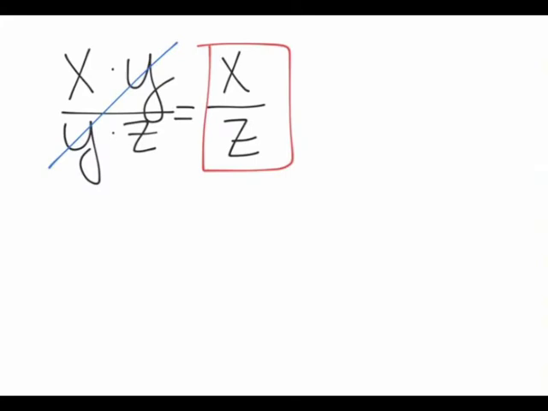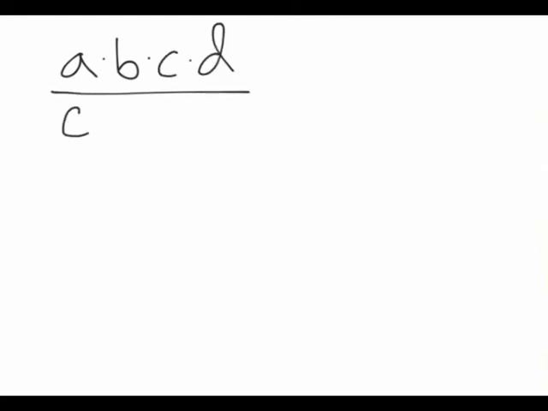Okay, so you're kind of getting the drift here. Let's try a little bit more of a challenging example. What about a times b times c times d, all divided by c times a times d times e? I know, this is getting ridiculous, right? We're starting to write a book with all these letters. Well, how do we simplify this expression? Well, let's see. Everything on top is joined with multiplication. Everything on bottom is joined by multiplication.